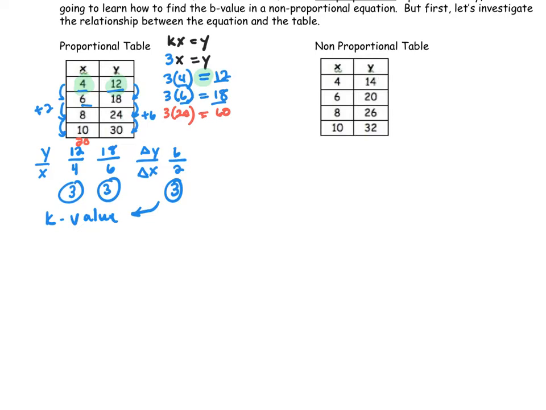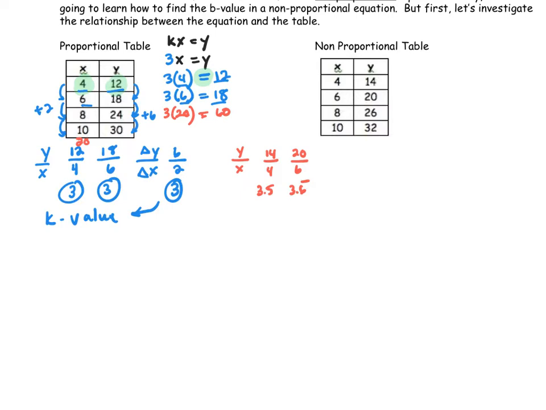So now let's see what we can do with our non-proportional equation. In this case, if you recall, trying to find the y over x is not going to yield a k value, or for that matter, an m value. If I took 14 divided by 4, I would get 3.5. If I took the next y value divided by its x value, I get 3.6 repeating. And already we can see I don't have a constant. I don't have a k value.